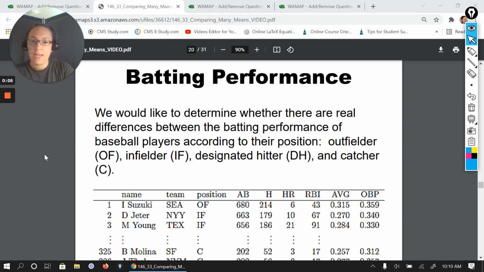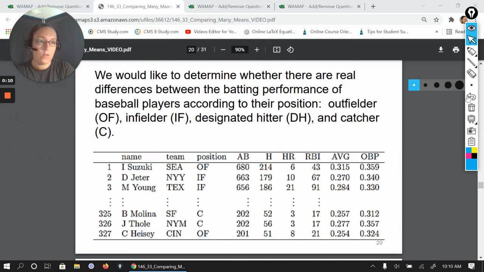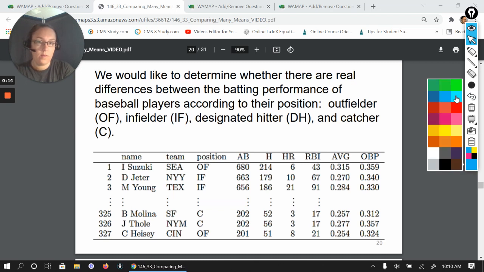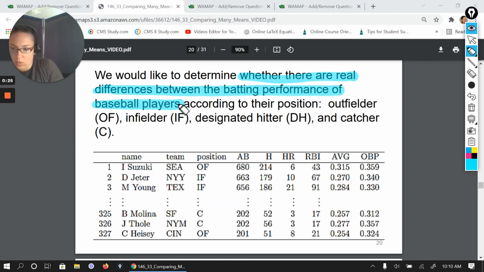Let's talk about batting performance as our next example. We would like to determine whether there are real differences between the batting performance of baseball players according to their position. So outfielder versus infielder versus designated hitter and catcher.